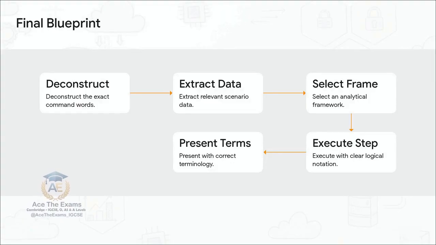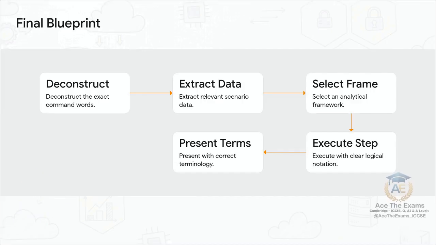So here it is, the final computer science success blueprint. This is the culmination of everything we've covered. Step 1. Deconstruct the question and underline the exact command words. Step 2. Extract relevant data from the specific scenario provided. Step 3. Select your analytical framework. Are we comparing public versus private, or evaluating a single deployment? Step 4. Execute with clear notation, showing every logical step to capture those crucial method marks. And Step 5, present your conclusion with correct, high-level terminology.